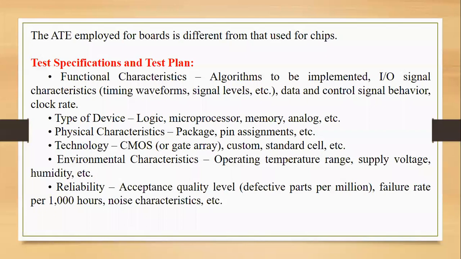The next one is the type of devices. Type of devices comes with logic or microprocessors or memories or analog circuits, etc. So in this, we can say it is a combination of both analog and digital devices. Then physical characteristics, in the sense of how the IC or device is physically developed: package type or pin assignment type, etc. It is of dual inline package type or pin configuration type, and so on.